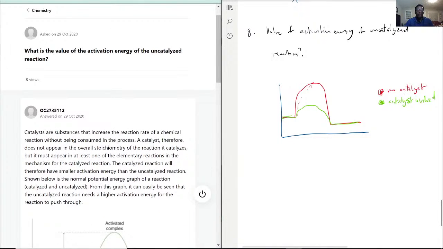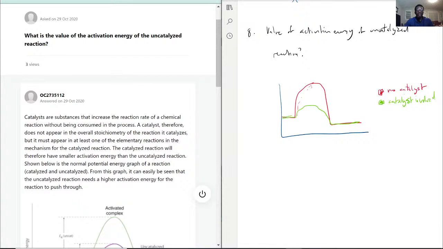Okay? So exactly, catalysts are substances that increase the reaction rate of a reaction without being consumed in the process. That's key, because a catalyst is not actually part of the reaction. Well, I phrased that wrong. The catalyst is part of the reaction, but the catalyst stays there. It does not get used up during the reaction.